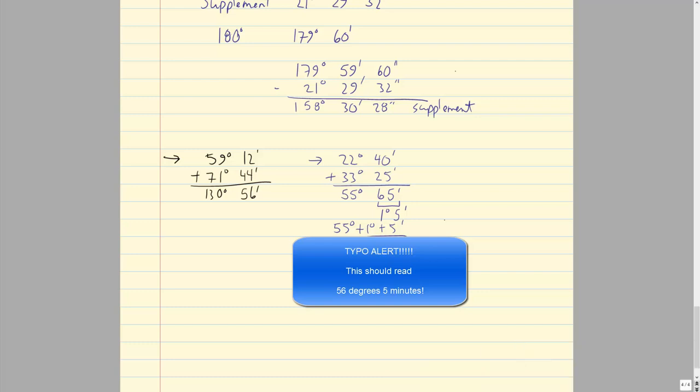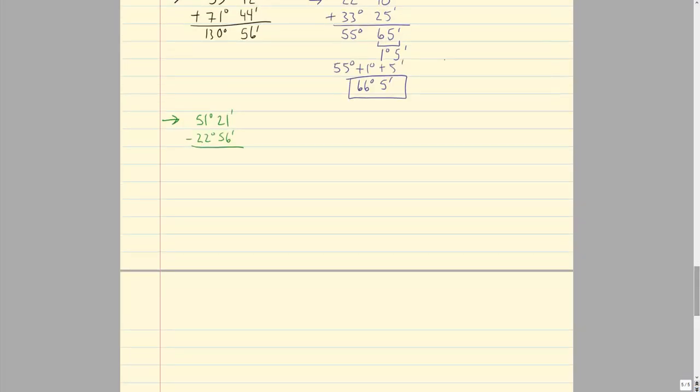Now we could also look at some subtraction problems with degrees, minutes, and seconds. So for instance, we could have something like 51 degrees, 21 minutes, minus 22 degrees, 56 minutes. Now we notice right away that we have a little bit of a problem here, because I can't take 56 minutes from 21 minutes. So we're going to do the old-fashioned borrowing we used to do back when we learned addition and subtraction. We're going to cross this out and make it 50 degrees. So I'll have 50 degrees over here. And then I'm going to add 60 minutes and combine these. So when I combine these, I'll get 81 minutes.